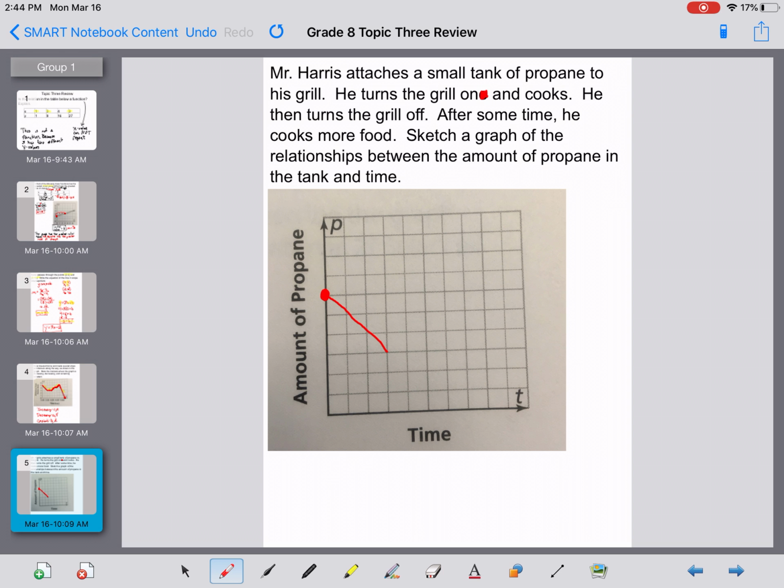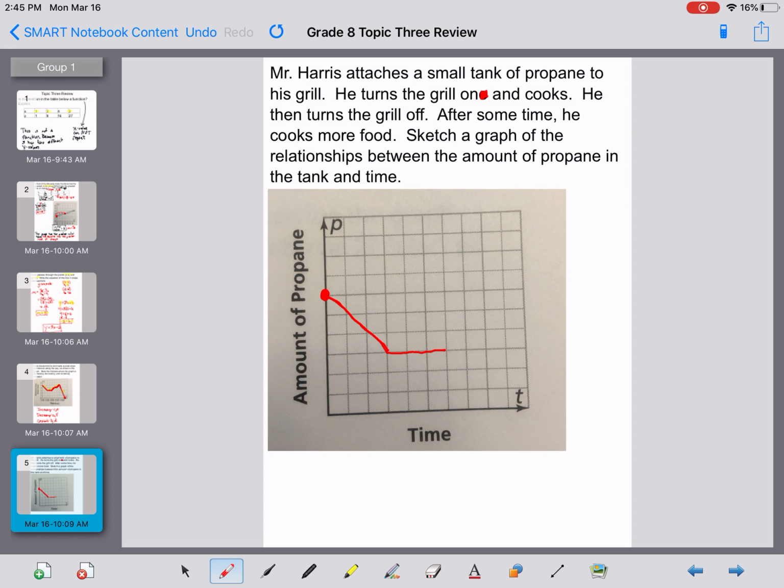Since they don't tell me how long he cooks or how much propane he uses, the intervals don't matter. I just have to get the idea that the amount of propane is decreasing. He then turns the grill off. After some time, he cooks more food. So at that point, it's staying constant. He's not using any propane, but he isn't gaining any propane either, so it remains constant.